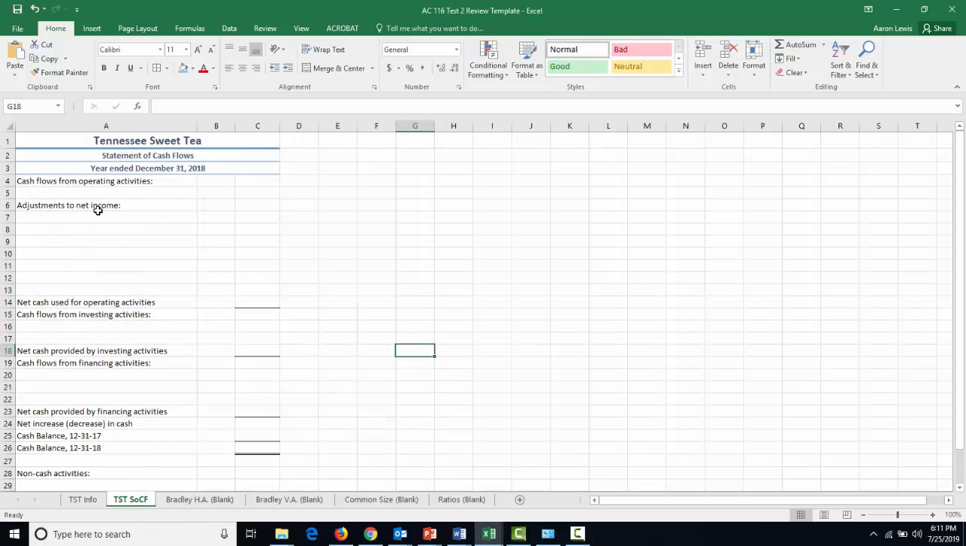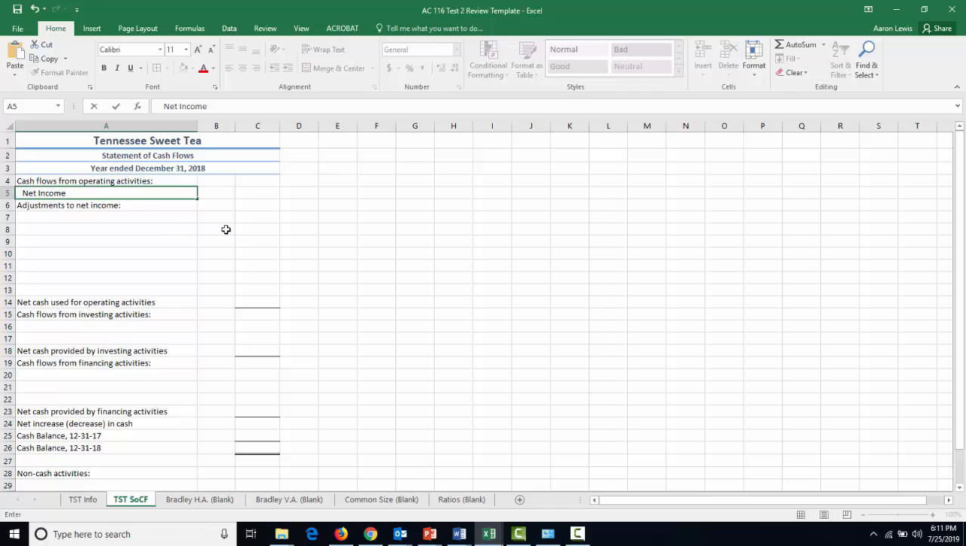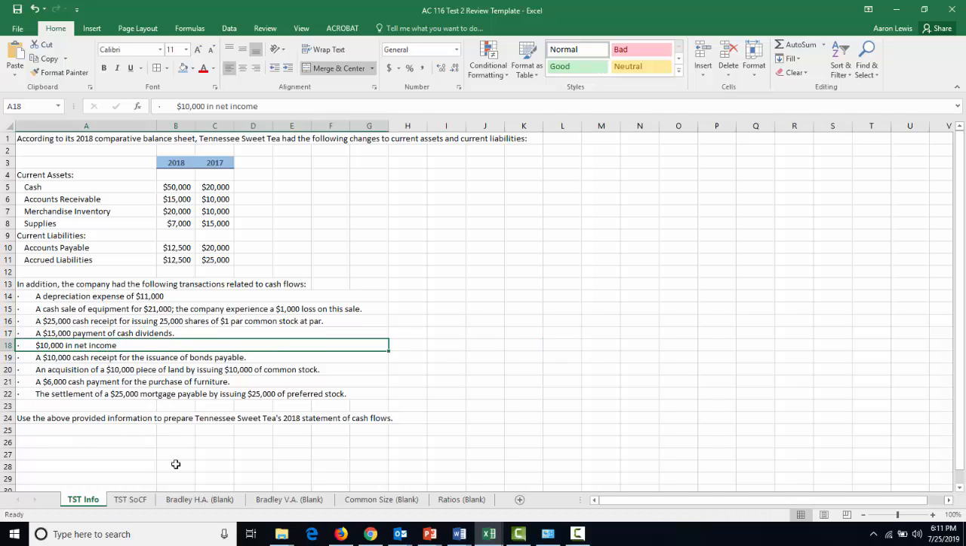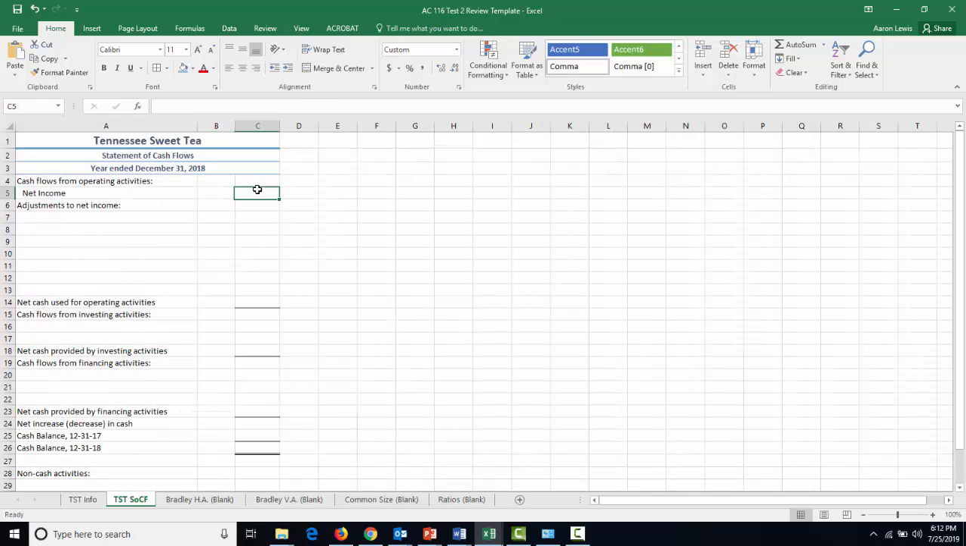The first thing that we always have on a statement of cash flows is going to be the company's net income. Again, we're going to set up our net income, and then we're going to adjust that net income so we can figure out our change in cash. So let's start with net income, and we're going to find that in the bullets listed on here. If we go down to our fifth bullet, we see that Tennessee Sweet Tea had $10,000 in net income. So let's fill that in on our statement of cash flows in the right hand column: 10,000.